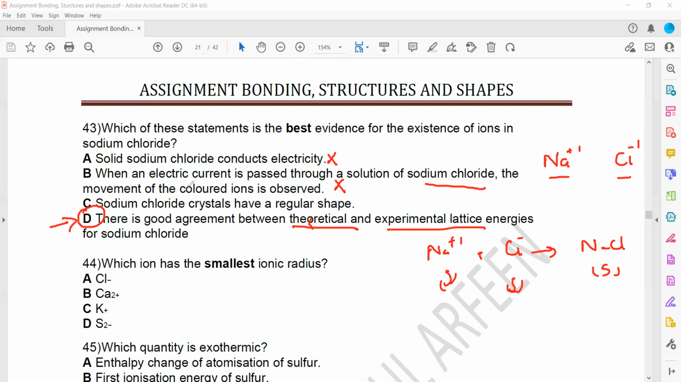Is it clear? Question 43. Any doubt in this?